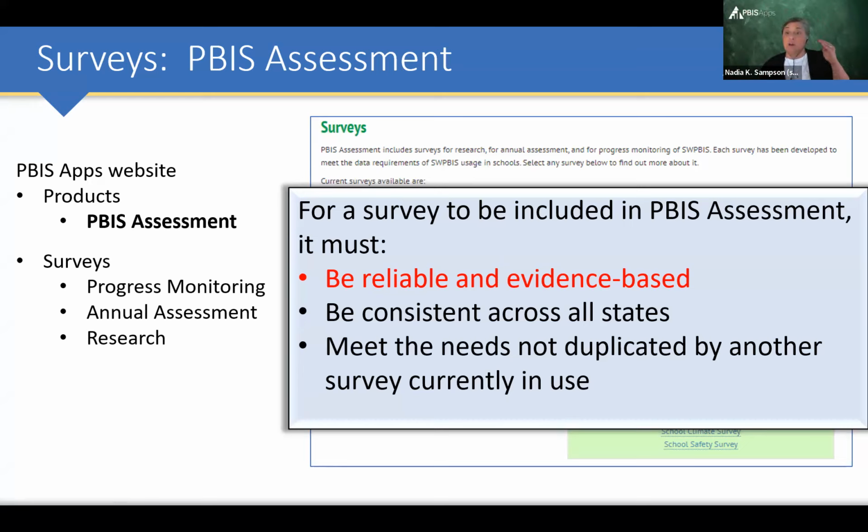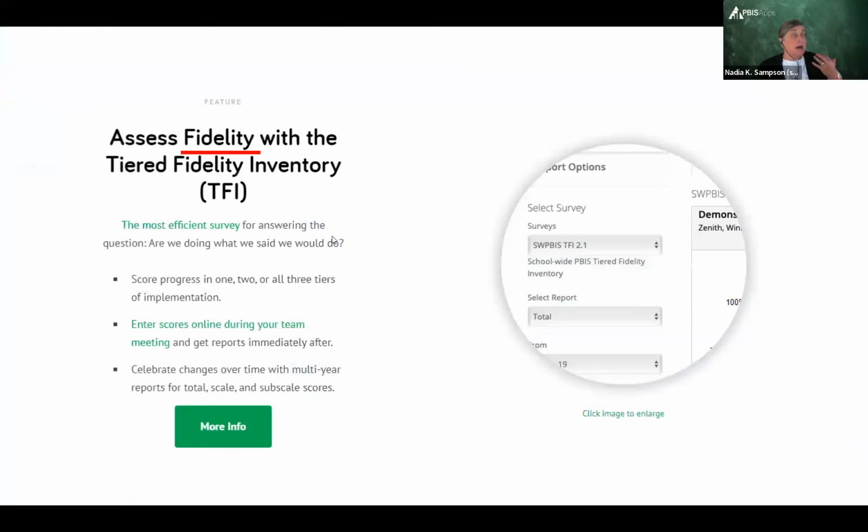And one of the reasons we've retired some of those surveys, that you saw when I was saying, oh, that one's not available anymore, is because we had surveys that were duplicating the efforts of a different survey. So we try to keep the surveys so that we're not duplicating. If you take this survey, you're basically going to get the same information you would get if you took this survey.